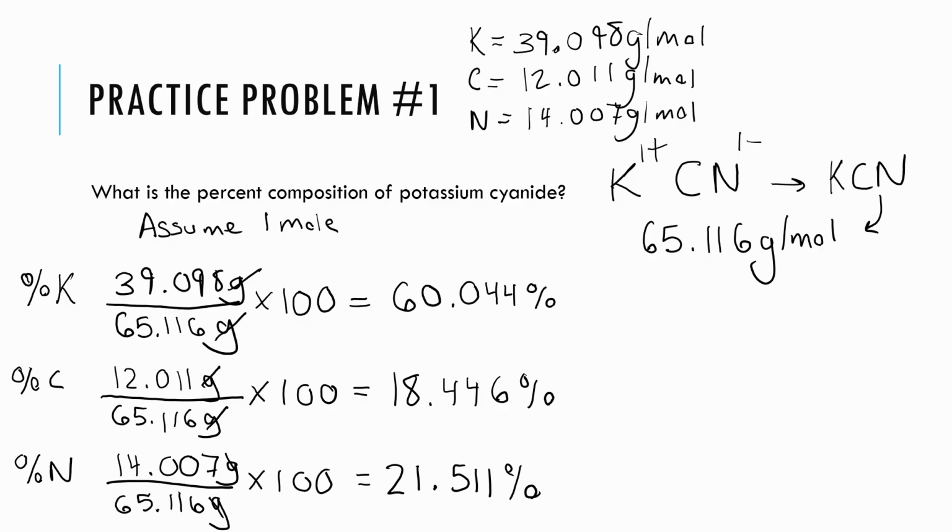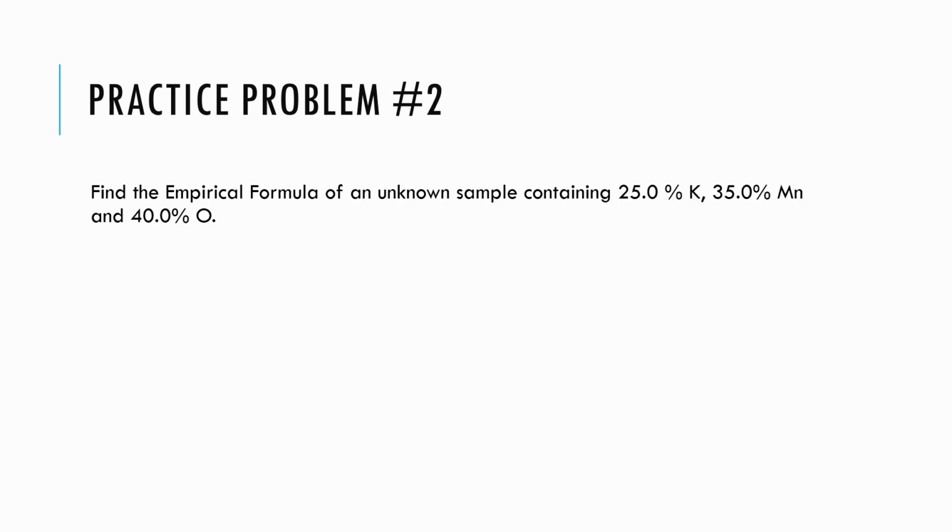So, for potassium cyanide by mass, 60.044% of it is potassium, 18.446% of it is carbon, and 21.511% of it is nitrogen. This is going to be our final answer right here. Now we can go the other way. What if we are given the percentages and we want to find the empirical formula?